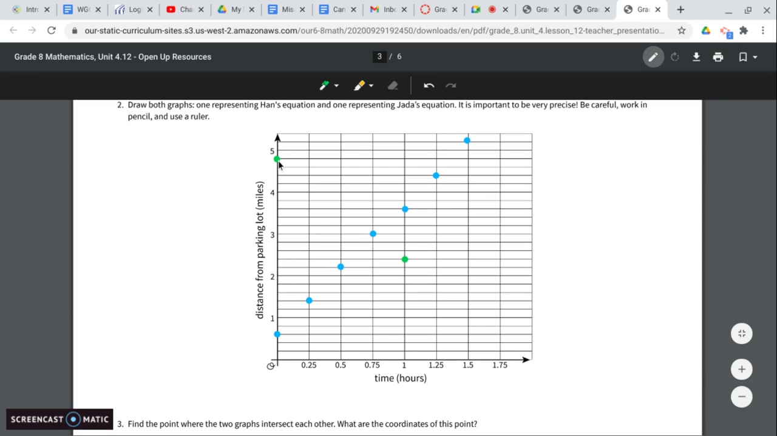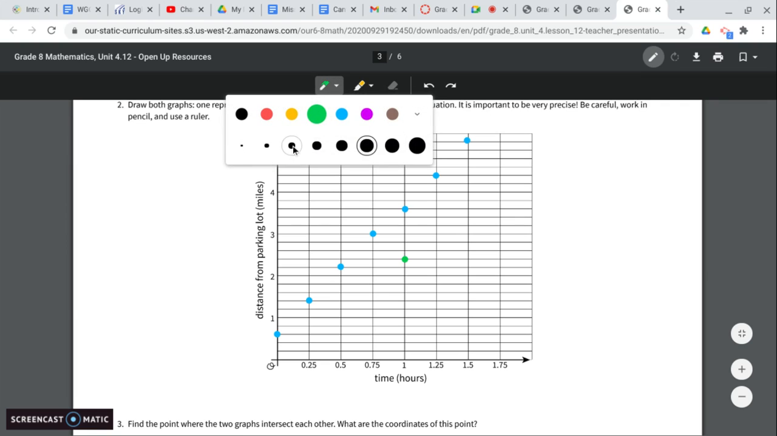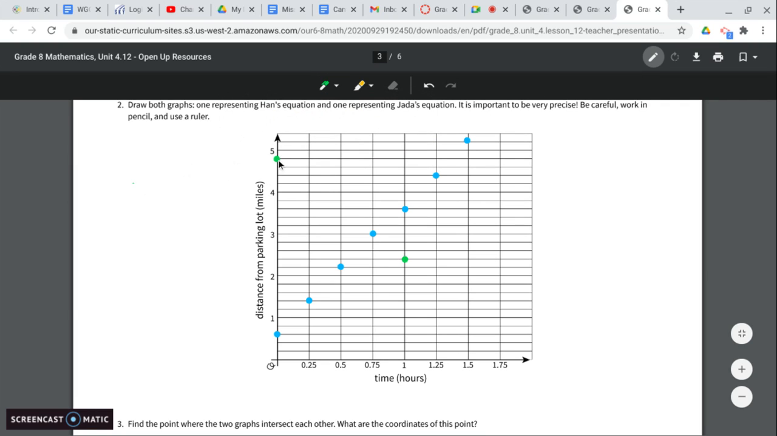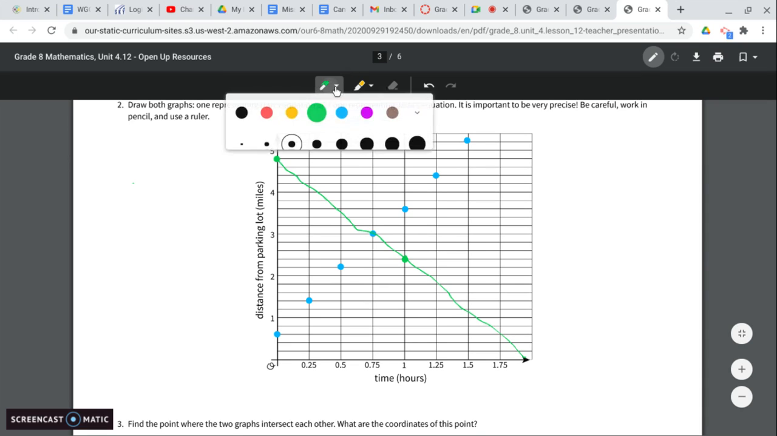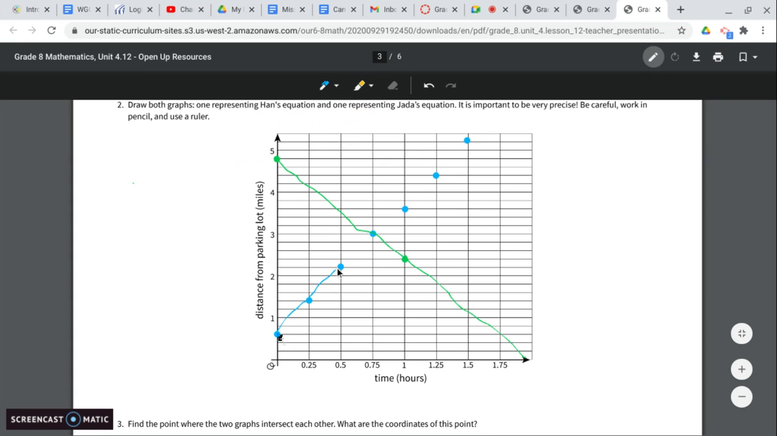Now, if we connect these, obviously my line is not perfect. Hang on, make that smaller. All right, connect these through. Now, obviously my line is very wobbly, but I did make sure to hit the intersection point. So these two lines intersect at 0.75 of an hour, so 3/4 of an hour. They meet at 3 miles.